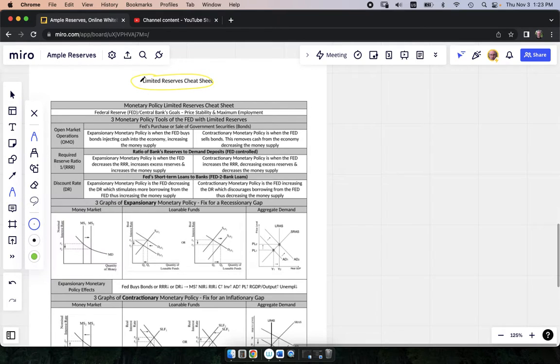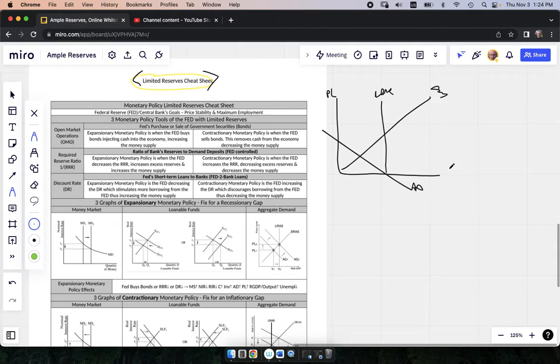This is what we've had, up until this year. This is what our Fed policy was. It's pretty straightforward. They're going to give you or tell you the economy is in a recession. You should be able to draw it, know how to draw that aggregate demand curve.